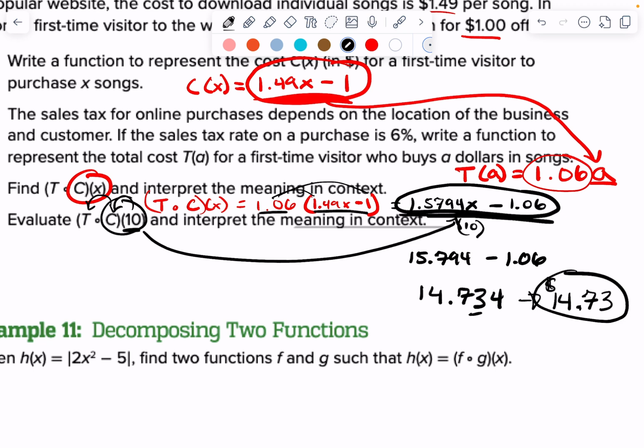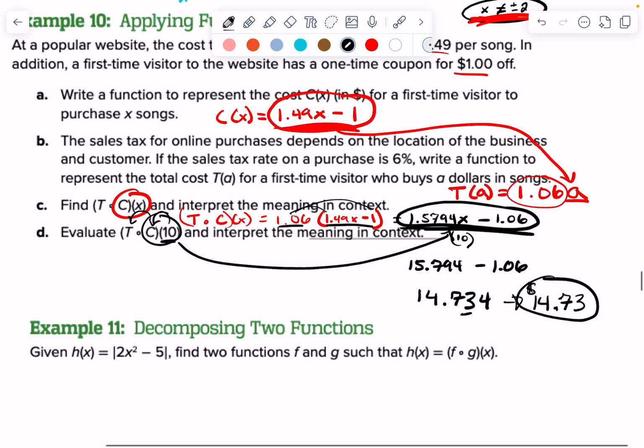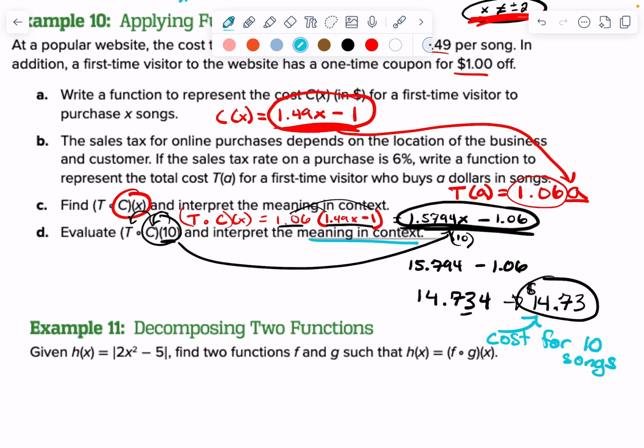It's 10 songs? 10 songs. Purchases X songs. Oh, okay. And interpret the meaning of the context. I didn't do that for part C, but we'll do it for part D. This is the cost for 10 songs. That's my interpretation. Interpret the meaning and context. There we go. Okay. All right.